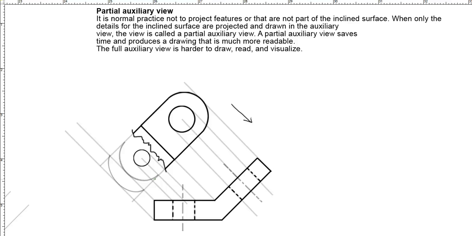So in that place, we will be using the technique for drawing just a partial auxiliary view rather than drawing the complete one. This is a normal practice. Do not project features that are not part of the inclined surface. So if you look on this side, the inclined surface is just this right here. Okay, and this one is not part of the inclined surface in our auxiliary view, so that's why we don't need to draw it.